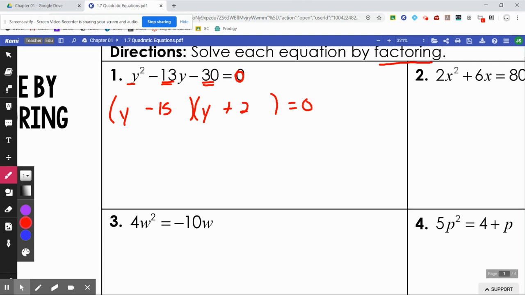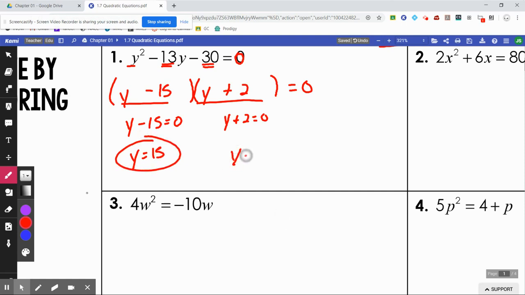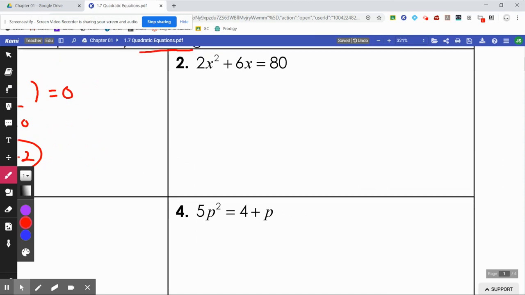Since two things multiply to give you 0, we split them. That means that either y minus 15 is 0 or y plus 2 has to be 0. Because again, how can you multiply two things together to get 0 without one of them being 0? Solve each of them and you're finished. Either y is 15 or y is negative 2. Next one.